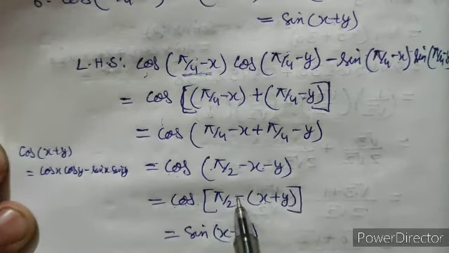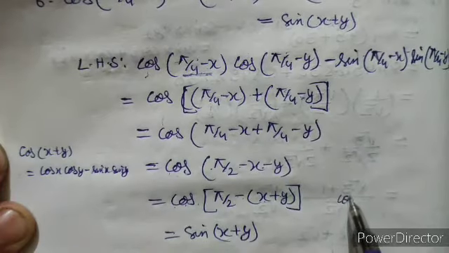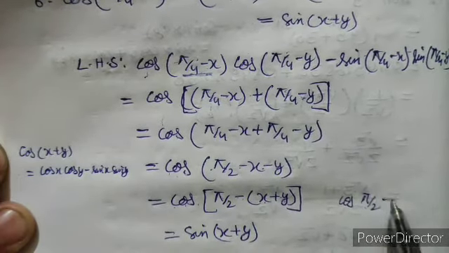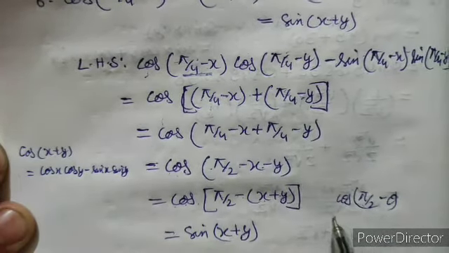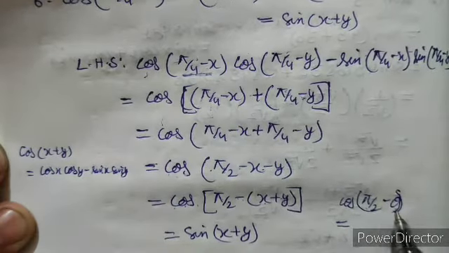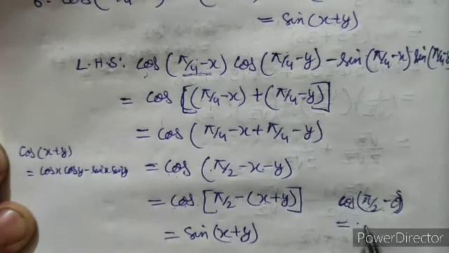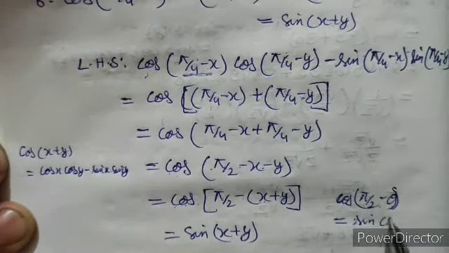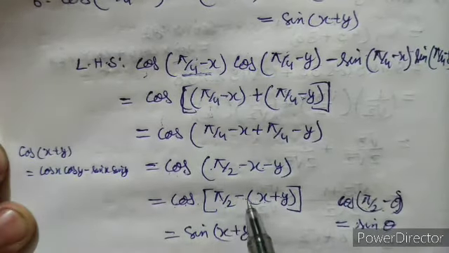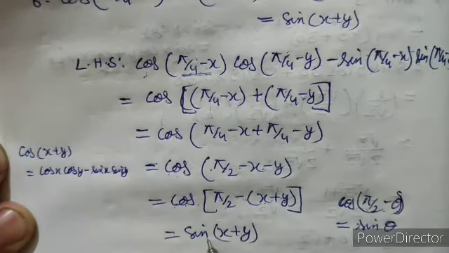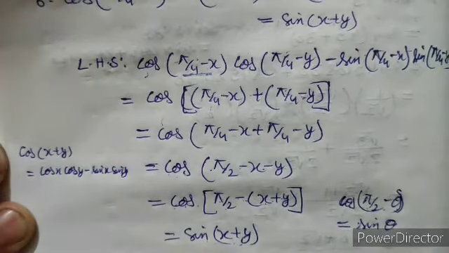Now cos pi by 2 minus theta, this pi by 2 minus theta will be in first quadrant, and as we know that cos is positive in the first quadrant, so it will be equal to sin theta. So cos pi by 2 minus x plus y can be written as sin x plus y.